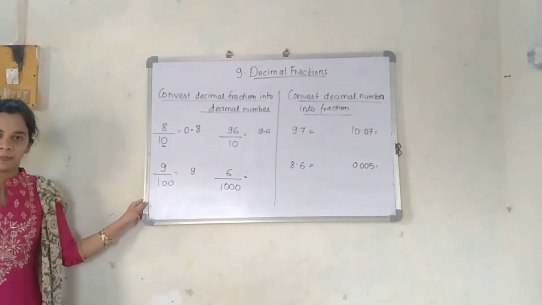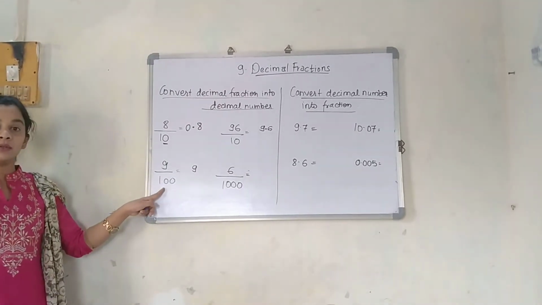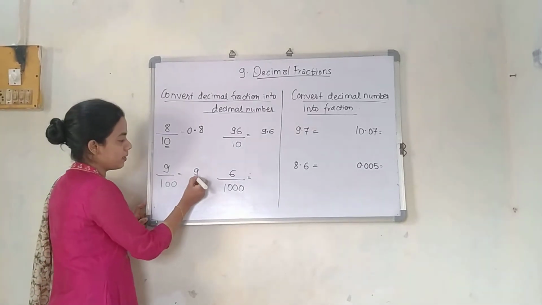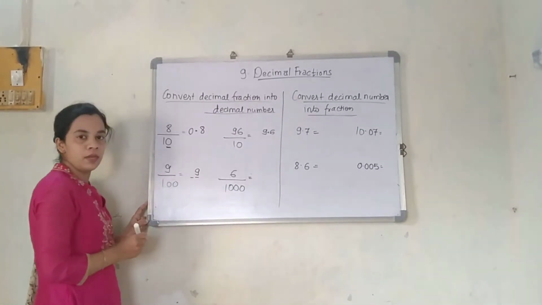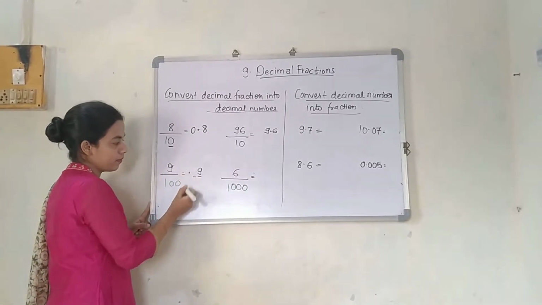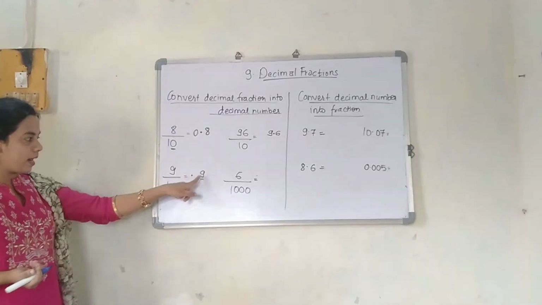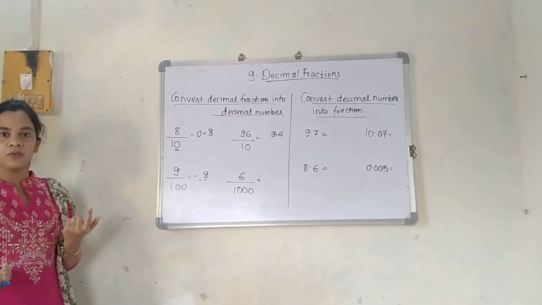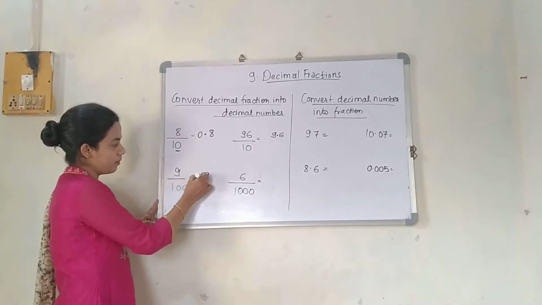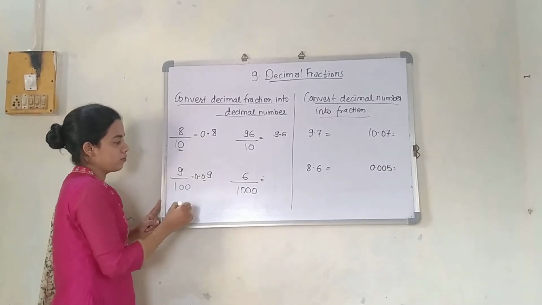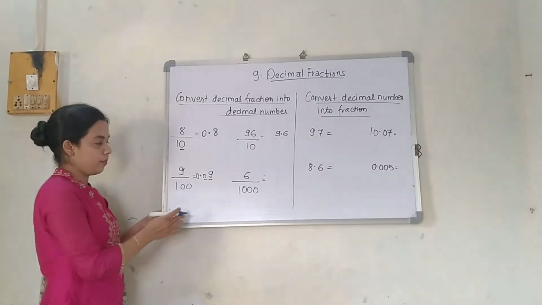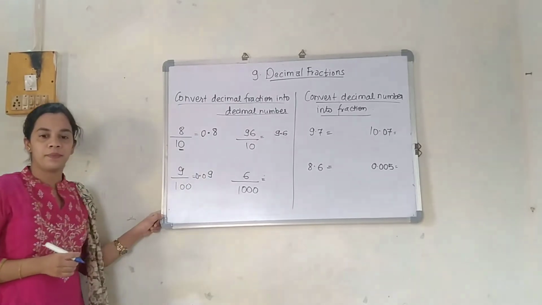Fine? How many zeros are present? 2 zeros. So you are going to leave 2 places, places 1, 2. And what are you going to give? Point. Now, in these 2 places, the second place I don't have any number. So when I don't have any number, I am going to fill it with 0, and here also 0. So my answer will be 0.09.